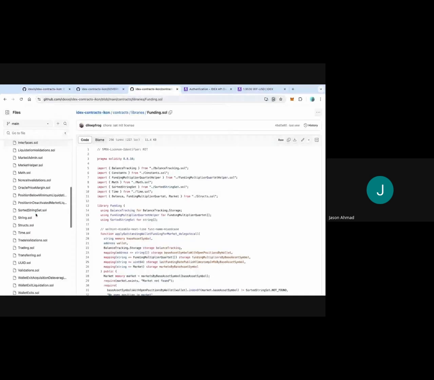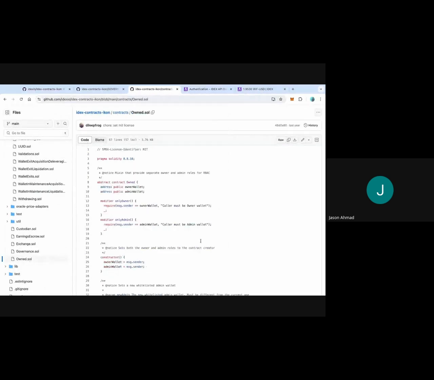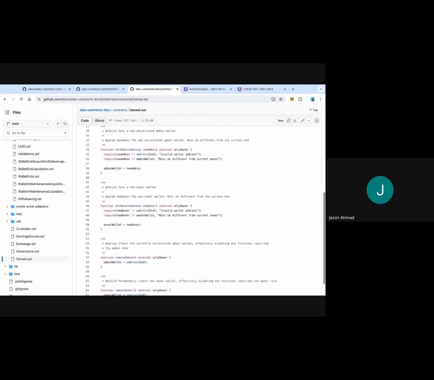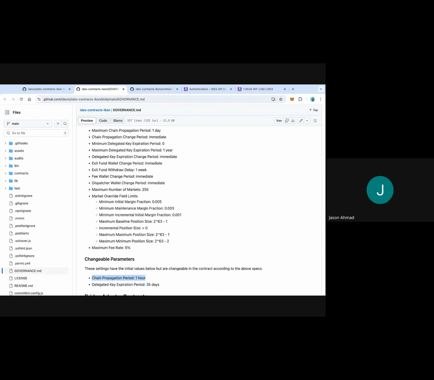So all the primary access controls are implemented in this owned contract. They're really standard. Essentially, there's an owner role and an admin role. To summarize, the only job of the owner role is to be able to change the admin role, and then the admin role has the ability to take all sorts of actions, including initiate and finalize contract upgrades, change parameters such as the chain propagation period, or delegated key expiration time, or any of that stuff.